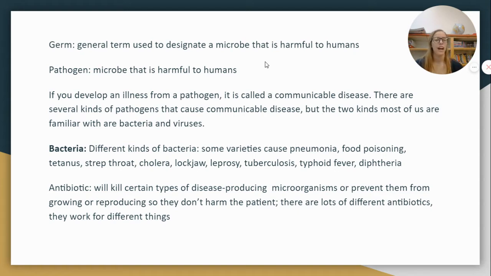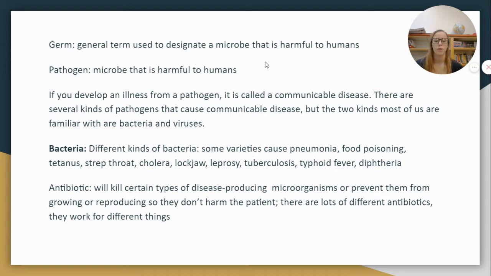There are several kinds of these pathogens that can cause these diseases, but the two biggest ones are bacteria and viruses. So bacteria, lots of different kinds. Some varieties can cause pneumonia, food poisoning, tetanus, strep throat, cholera, lockjaw, leprosy, tuberculosis, typhoid fever, and diphtheria. Now, some of these might be ones that you've never heard of, and that's okay.